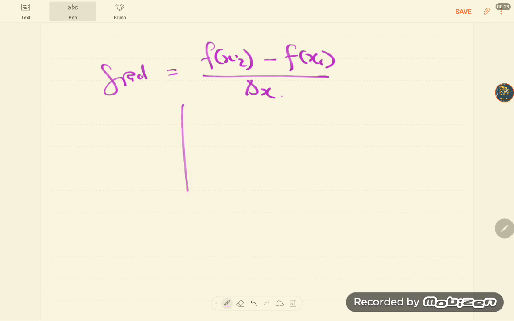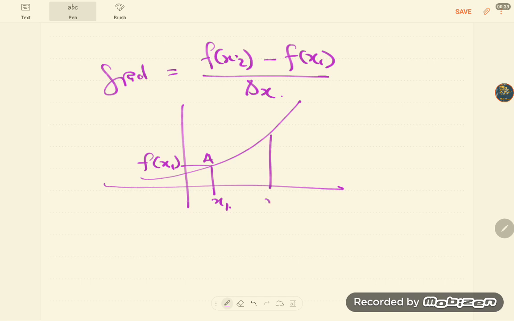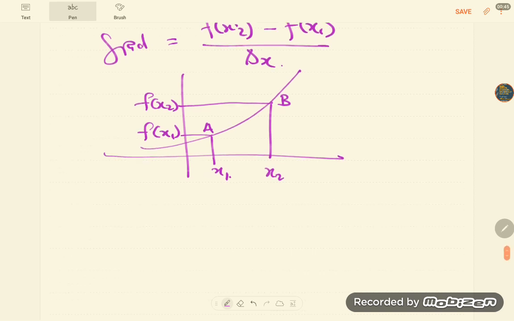And our graph was such, point A, where this is x1, so this gave us f of x1, and x2 for B, f of x2. Now, we did mention that this is change in x, and that this is change in y.